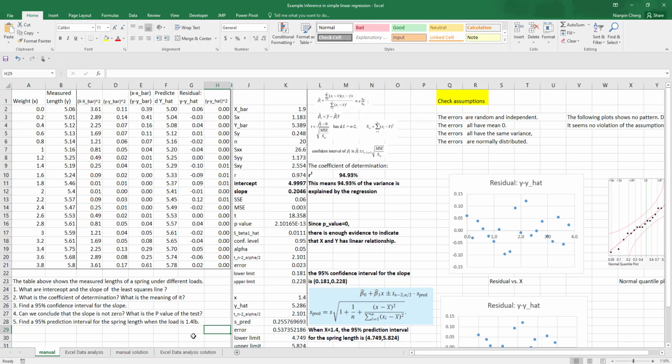In this example, we are going to talk about inference in simple linear regression. So for example, we have the data. This is weight, and this is the length. Is there any linear relationship? We know we can plot the scatter plot.